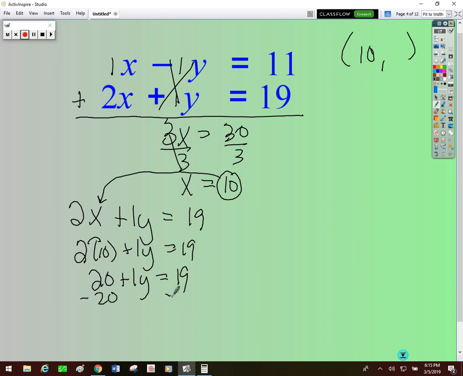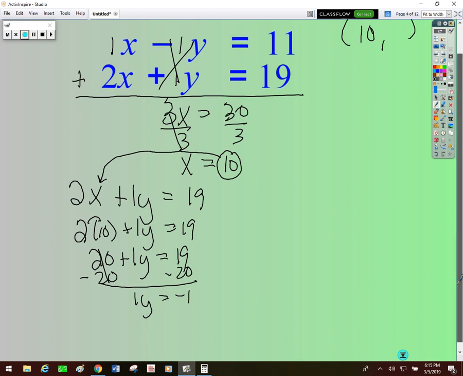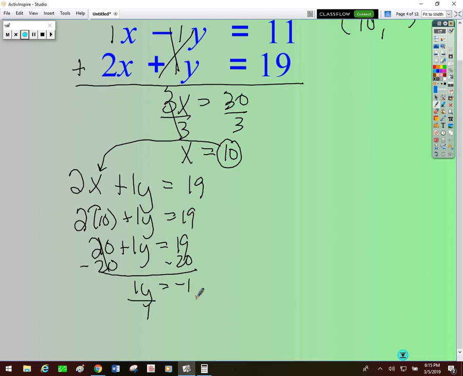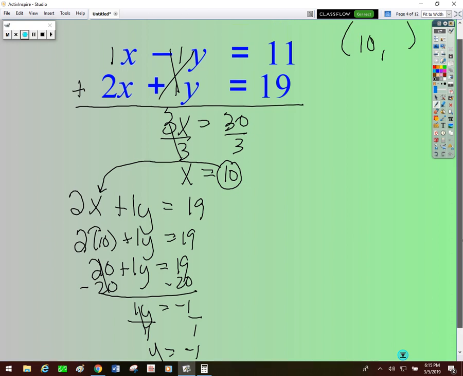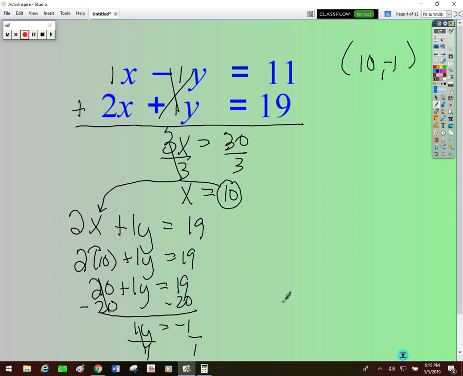Then we're going to separate, so we're going to move that 20 by taking the opposite to cross out. So 1y is equal to 19 minus 20, which is negative 1. And then we're going to divide by 1. y is equal to negative 1 divided by positive 1, which is negative 1. So my solution is 10, negative 1.